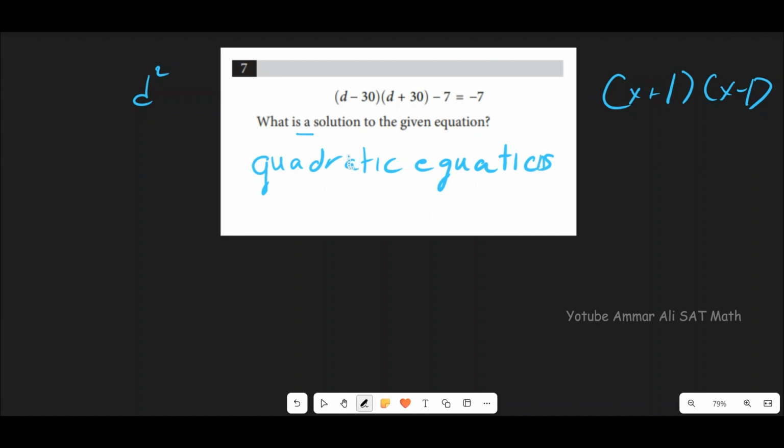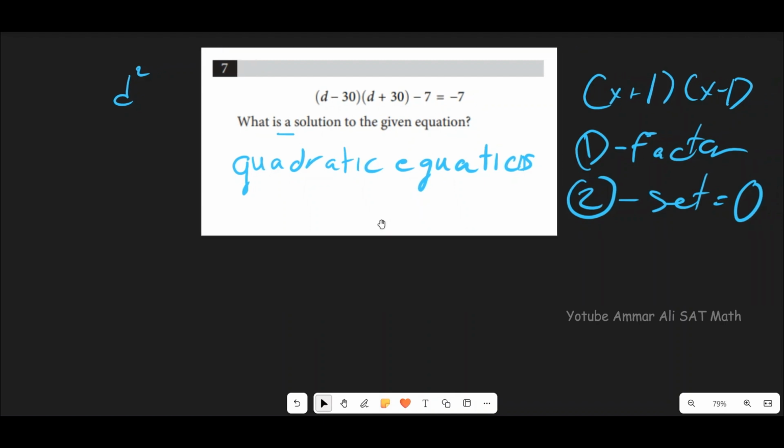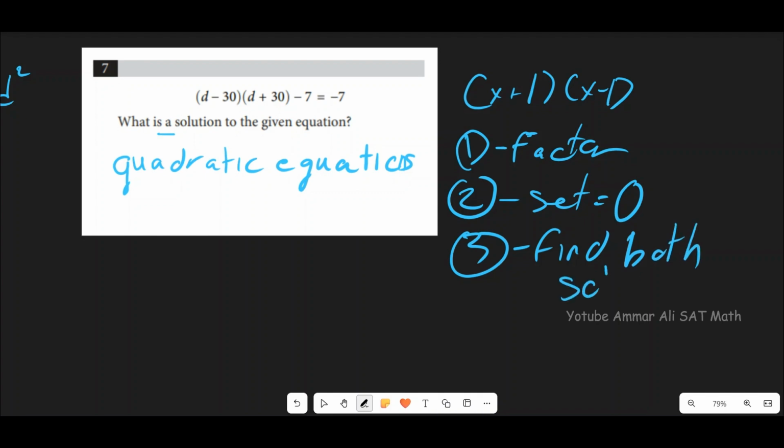So how do we solve quadratic equations? Well, we first always have to factor. Then two, we have to set it equal to 0. Those are the two things we want to keep in mind when solving quadratic equations. And then there's a third step: once you have the first two, you just have to find both solutions. Usually you would only have to deal with two, but sometimes they might give you three.